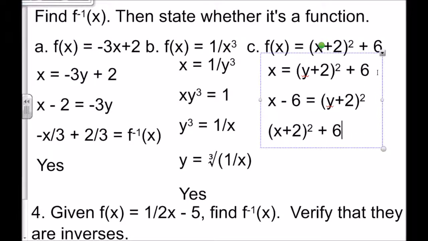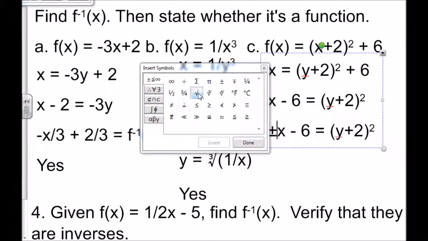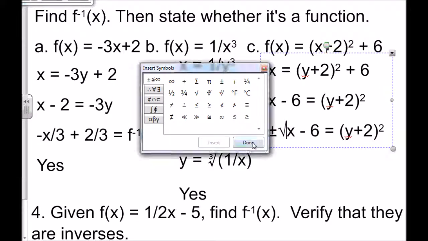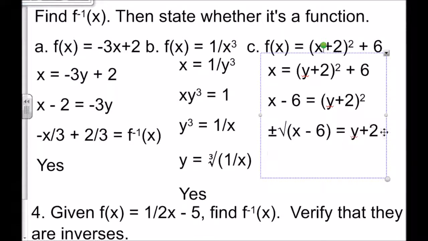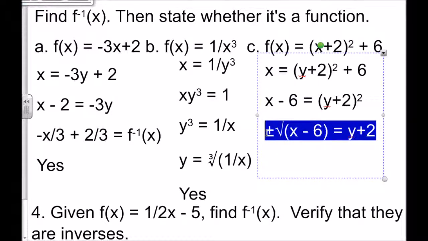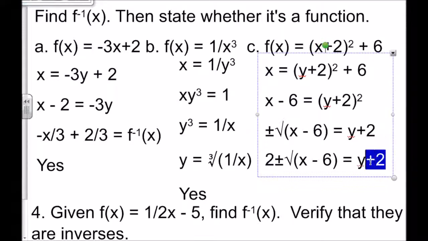Now, we need to take the square root of both sides, right? Okay, so we're going to take the square root of both sides. It's an even root. An even root means you have to remember to do plus or minus square root. So plus or minus the square root of x minus 6. That'll get rid of this. One step left, and that is to subtract the 2 from both sides. And the easiest way to write the result is to put it in front. So positive 2 plus or minus square root of x minus 6.